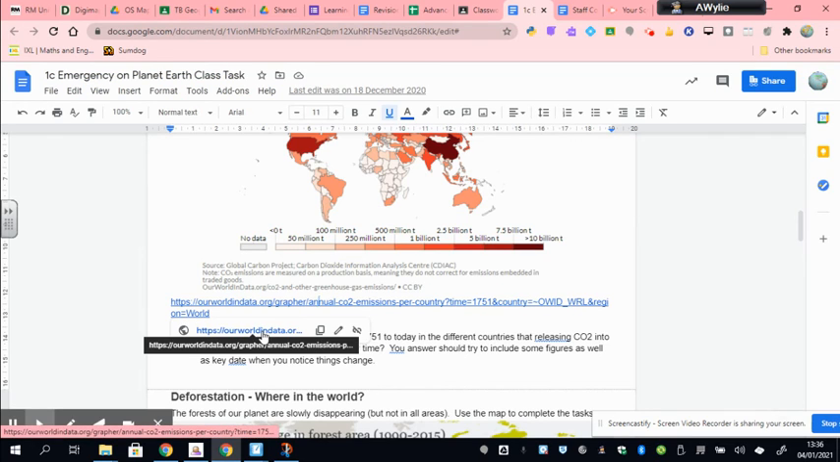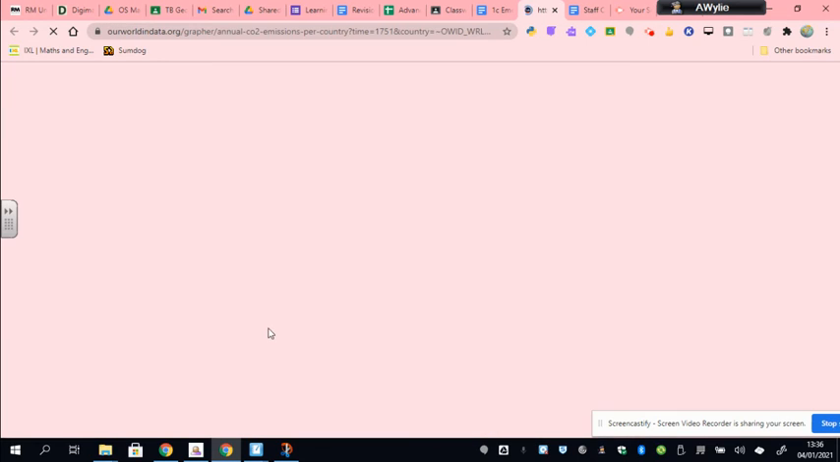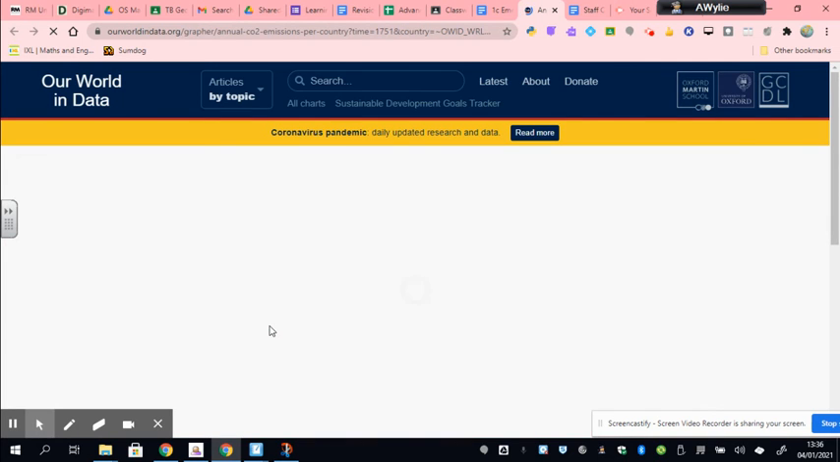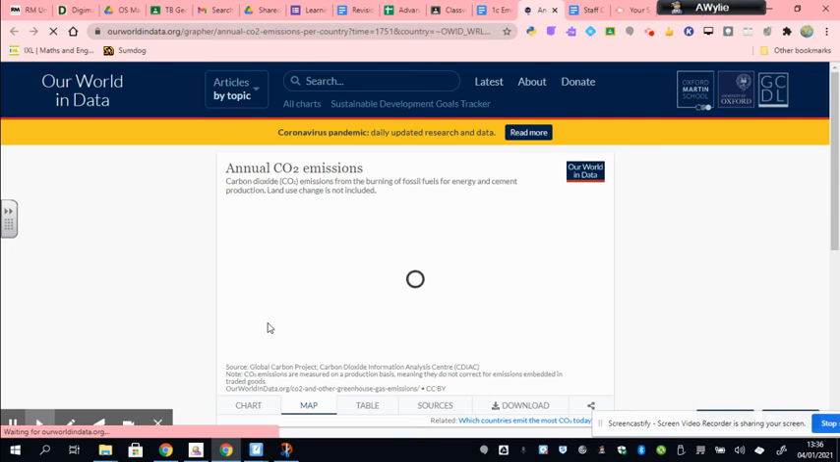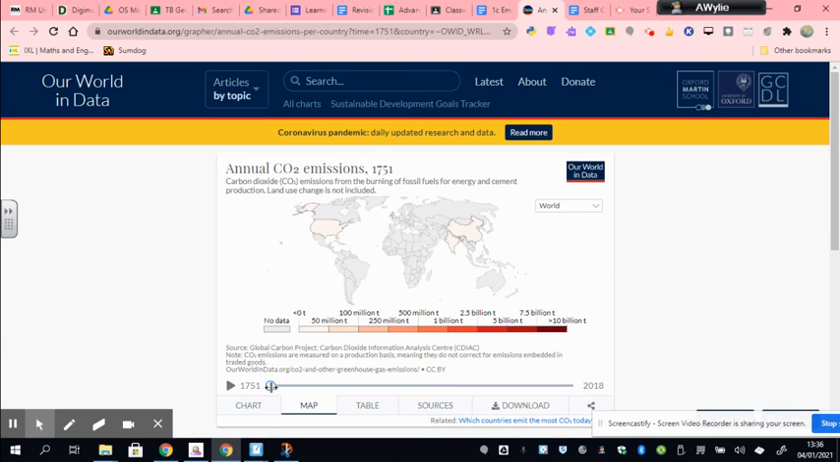Okay. And when we click on this link, we are going to get an interactive map of the world. There we are. And what's really great about this map is we can see back in 1751 that we had no data. We don't know how much gas has been released by anybody. Or actually, we have some countries where we can see that virtually none was being given.